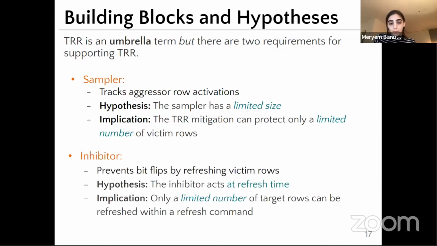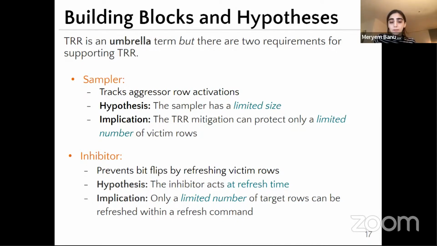The second requirement is the existence of an inhibitor, which is responsible for mitigating the hammering process, and an effective solution is generating extra refreshes for these identified victim rows. The hypothesis we have for the inhibitor is that it acts on a refresh command. So here again, only a limited number of victim rows can be refreshed when the inhibitor acts, due to the DRAM timing parameters we have.